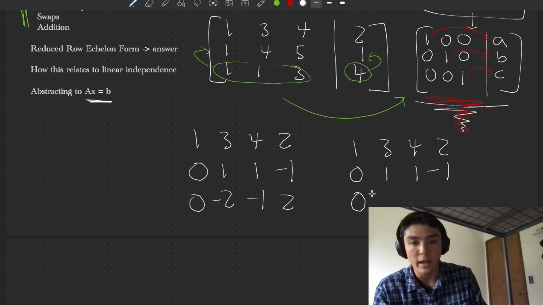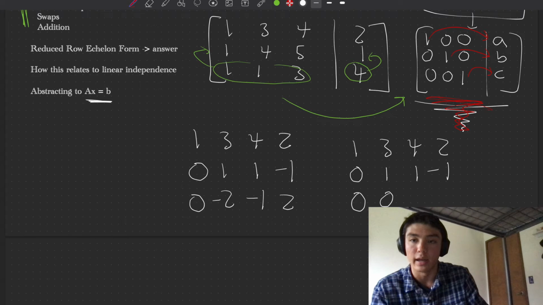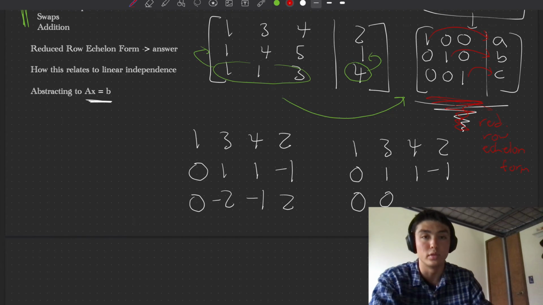And you might start to see how I'm slowly building this over here. And I'm going to give a name to this right here. This is reduced row echelon form. So this is my goal. I want to get this to reduced row echelon form.